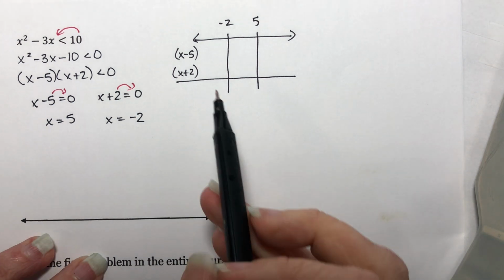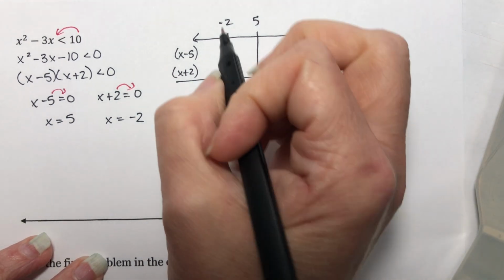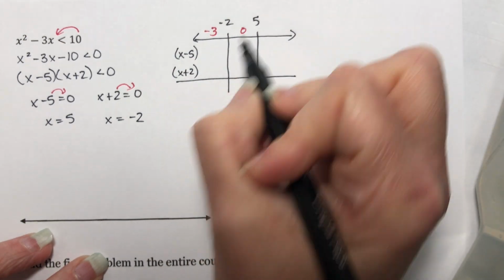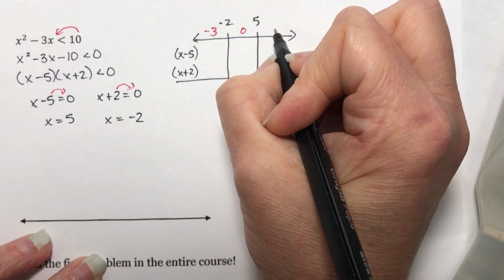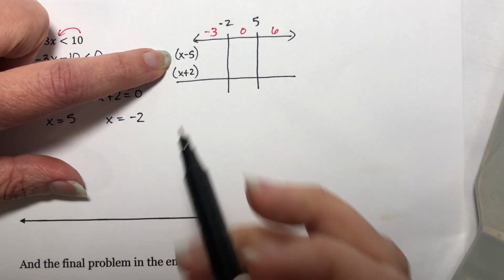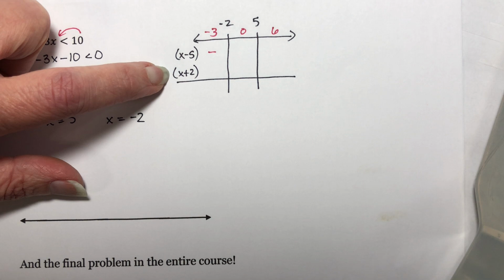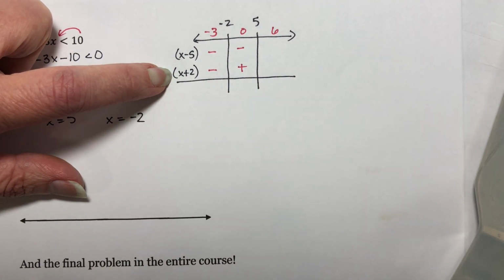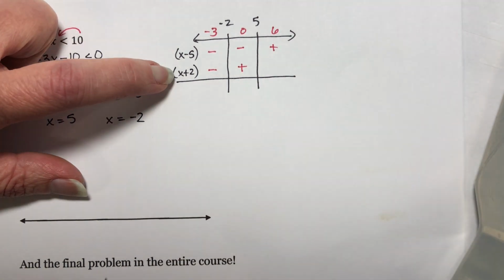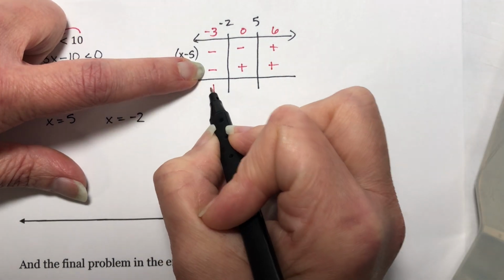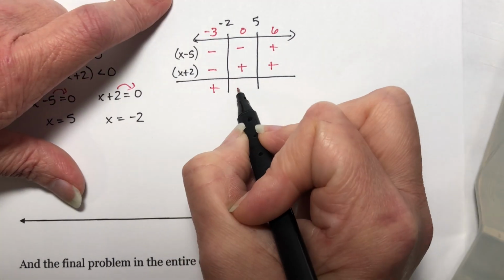Now I need a number in each region. A number smaller than negative 2, I can use negative 3. A number between negative 2 and 5, I can use 0. A number larger than 5, I can use 6. If I do negative 3 minus 5, that's negative. Negative 3 plus 2 is negative. 0 minus 5 is negative. 0 plus 2 is positive. 6 minus 5 is positive. 6 plus 2 is positive. A negative times a negative is positive. A negative times a positive is negative.